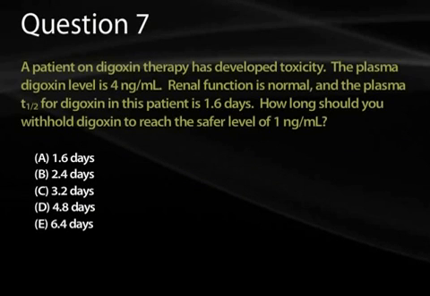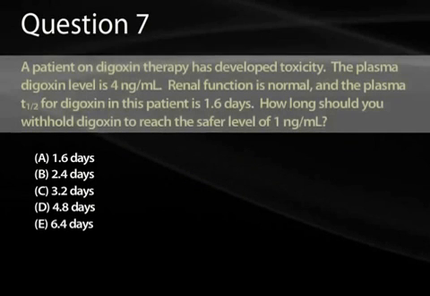Question number 7. A patient on digoxin therapy has developed toxicity. The plasma digoxin level is 4 nanograms per mil. Renal function is normal, and the plasma half-life for digoxin in this patient is 1.6 days. How long would you withhold digoxin to reach the safer level of 1 nanogram per mil? Currently, the patient's level is 4 nanograms per mil. How many half-lives is it going to take to reach 1?